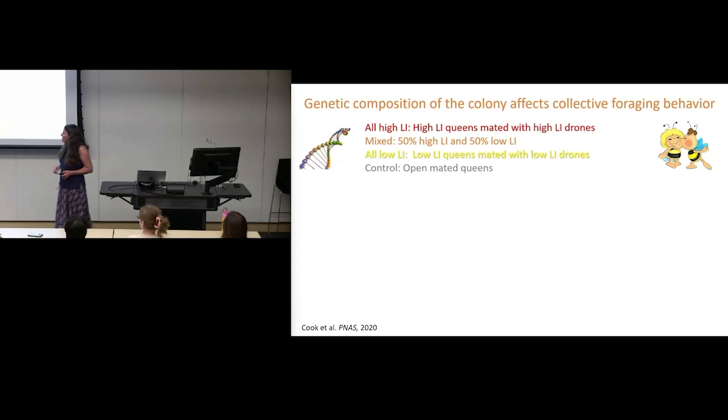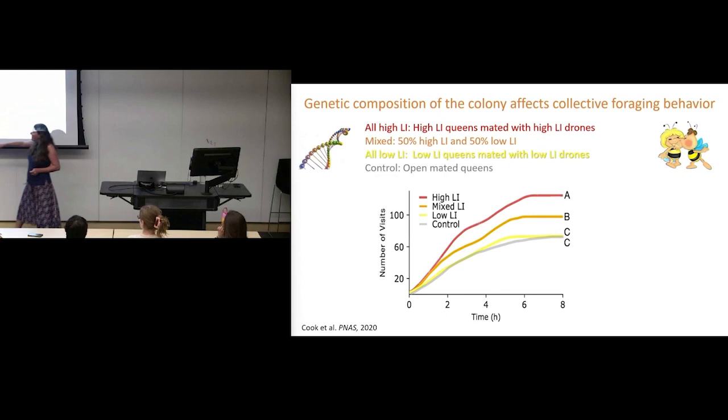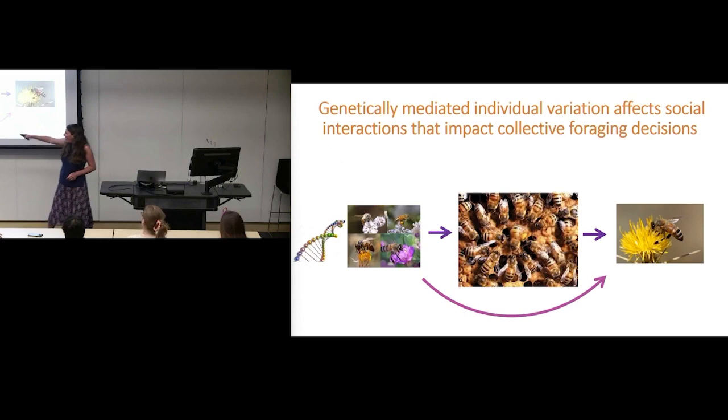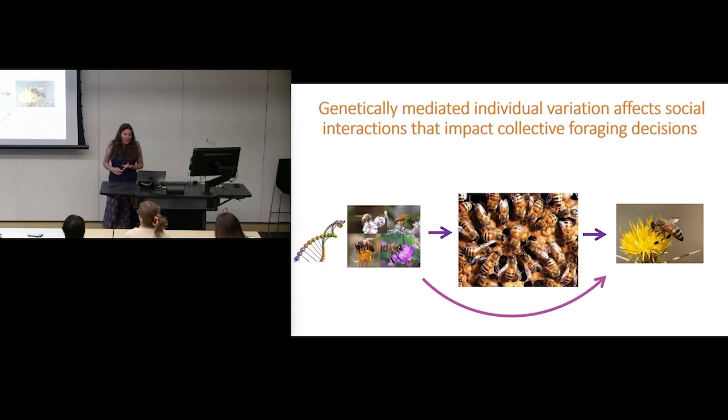If we looked at the number of visits to a feeder that we gave the bees, and we could track bees coming to visit the feeders over time, we found that the hyali colonies were the best at finding those feeders and visited them the most. And those mixed colonies fell right in between the lowali and the hyali, which suggests some additive effects here. So we can already see the causal link between this individual variation that is genetically mediated and the consequences of these social interactions that mediate foraging behavior. But what about this feedback that I was talking about?